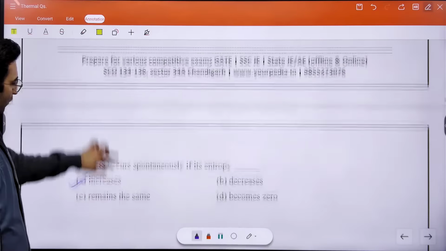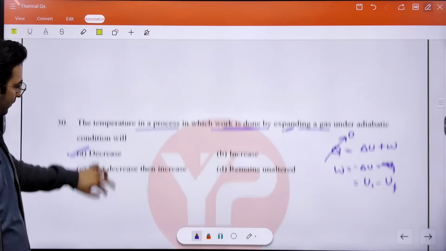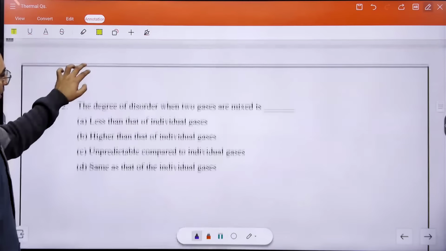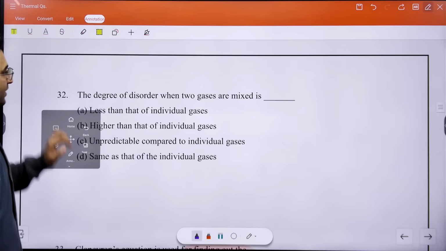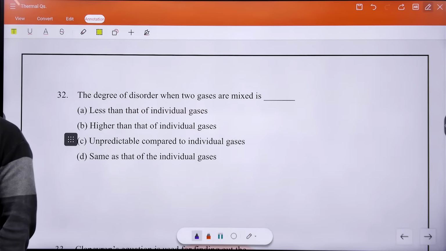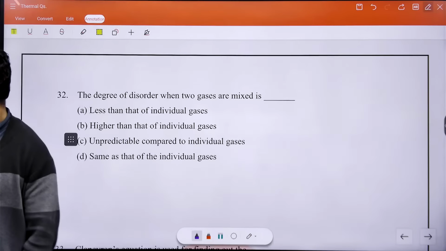Okay, let's move toward the question number 32 now. So here we have degree of disorder when two gases are mixed is. 1 to 5 curve, that is an isentropic process.